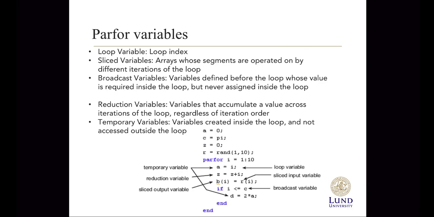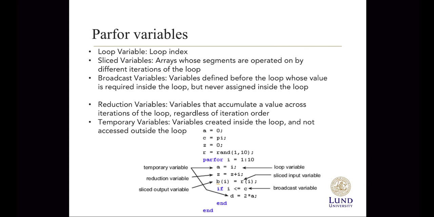It looks kind of like this. Here you have I equals 0, Z equals pi, Z equals 0. R is a random vector from 1 to 10. Parfor from 1 to 10 over I. A is a temporary variable here, gets the value I. That's a loop variable. The Z increases with whatever I is. That's the reduction variable. B is the output variable, and that one is sliced because worker 1 has some values for B, worker 10 has some other values for B.